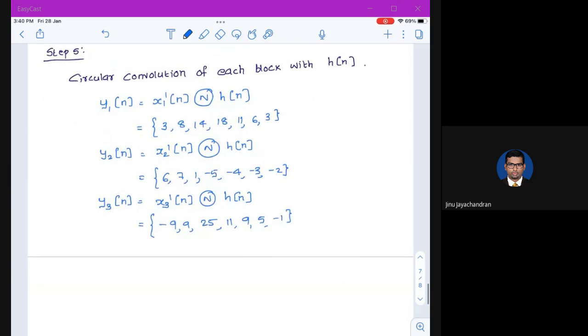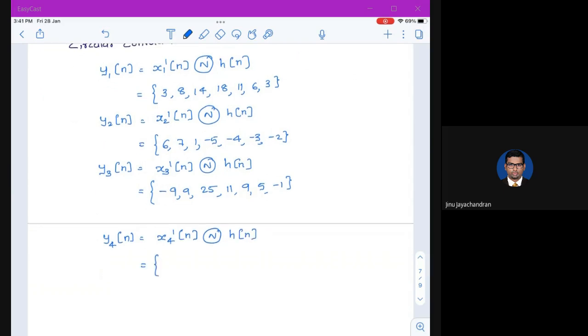And finally, the last block, when you do the circular convolution, this is equal to x4 dash of n circular convolution of h of n. This is equal to 6, 4, 8, 9, 4, 3, 1. Okay, so you have got the output of individual block.